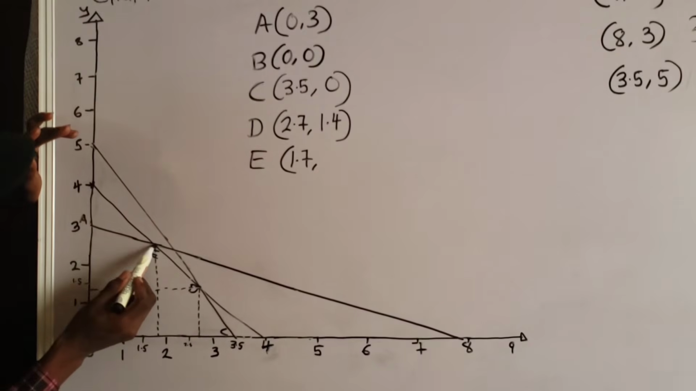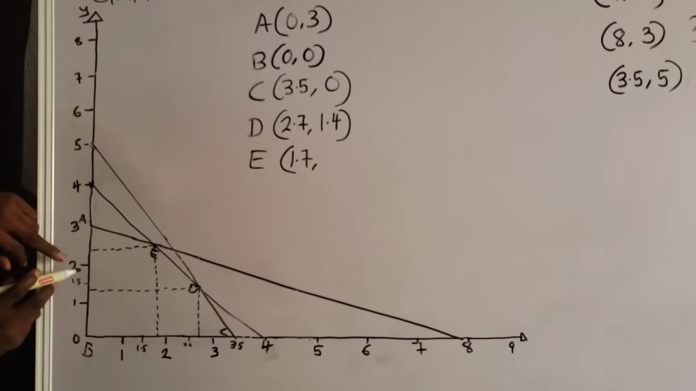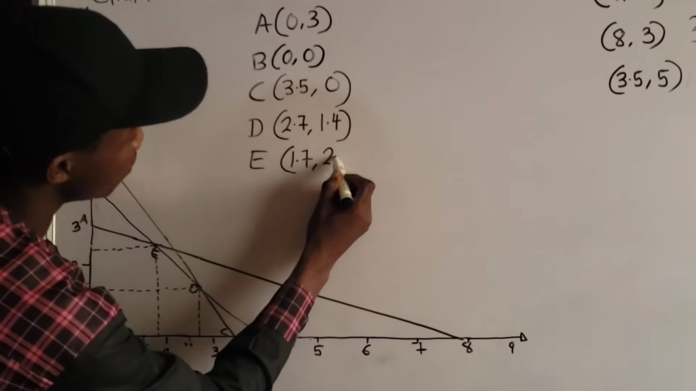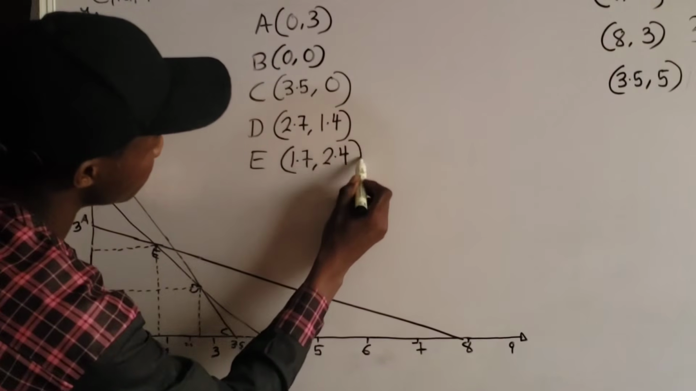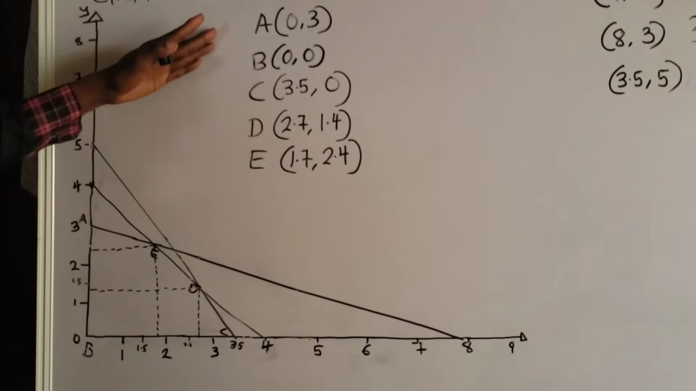So I'm going to have, okay, since this is 2, this is almost 2.5, because this region will be what? 2.5. So this is 2.4. Okay, now I have gotten the coordinates.